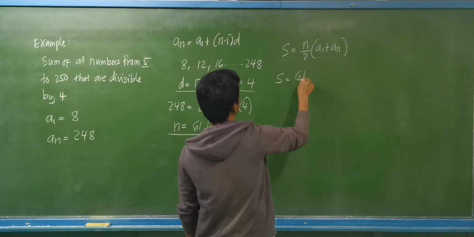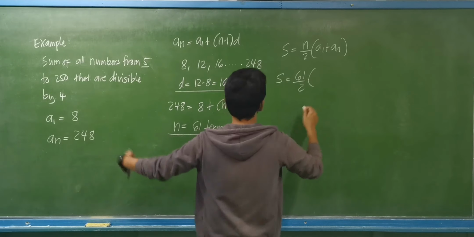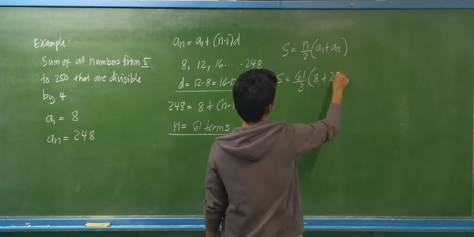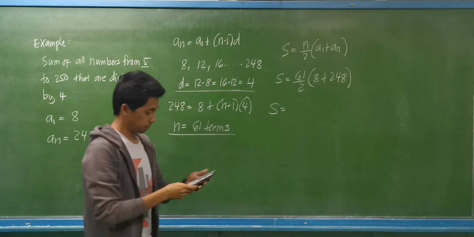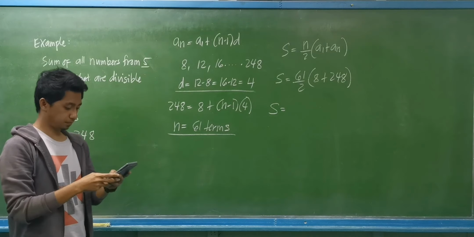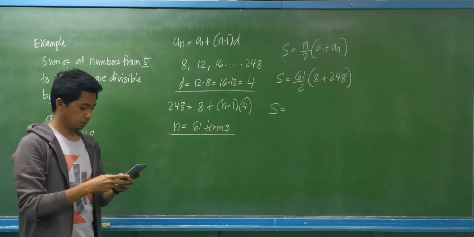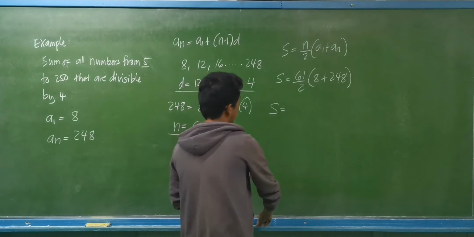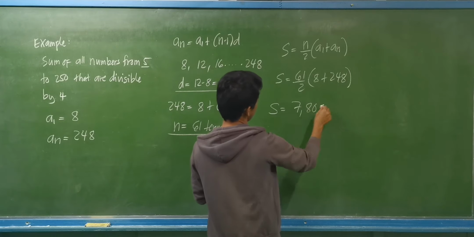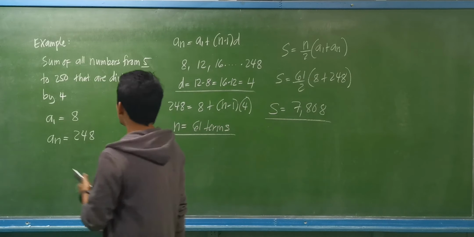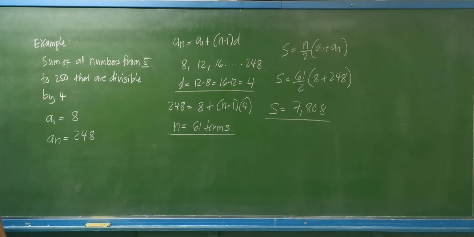So we'll be having a summation of, we have how many terms? This is 61 divided by 2. Our first term is 8, our last term is 248. So the sum of the terms, I will be having 7,808. So this will be our answer for the sum of all numbers from 5 to 250 that are divisible by 4.